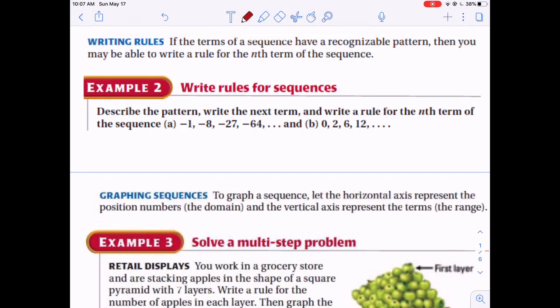All right, in this lesson we're going to write rules for sequences. And you've had experience with this when you've come up with some linear equations given a sequence of numbers. So this is not unfamiliar to you. So example 2 says describe the pattern and write the next term.